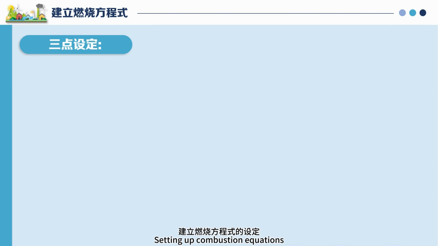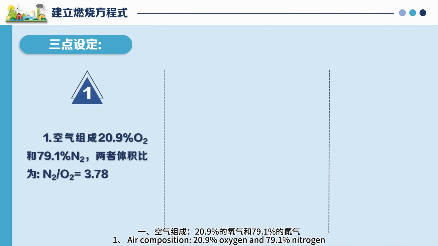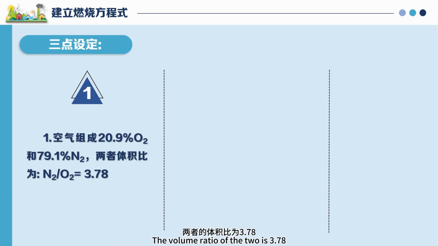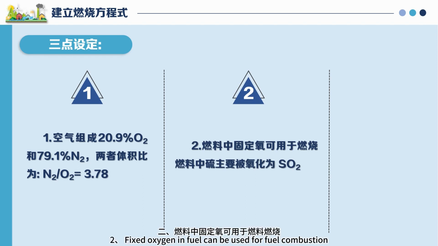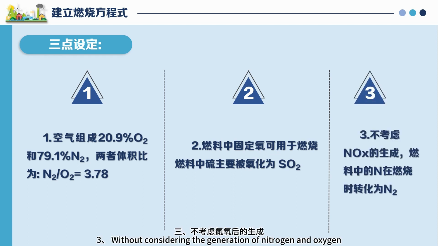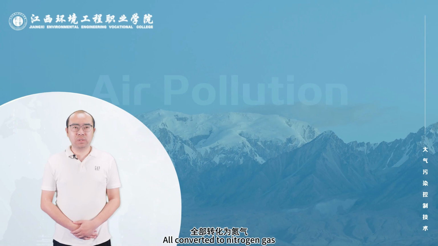Setting up combustion equations. 1. Air composition: 20.9% oxygen and 79.1% nitrogen. The volume ratio of the two is 3.78. 2. Fixed oxygen in the fuel can be used for fuel combustion. Sulfur is mainly oxidized to sulfur dioxide. 3. Without considering the generation of nitrogen oxides, the nitrogen element in the fuel is all converted to nitrogen gas during combustion.